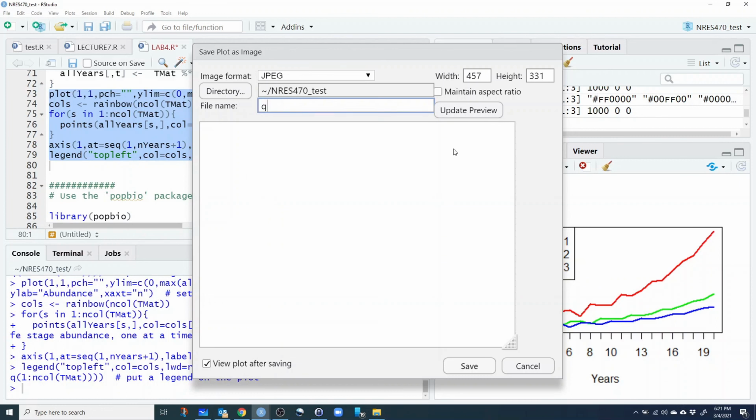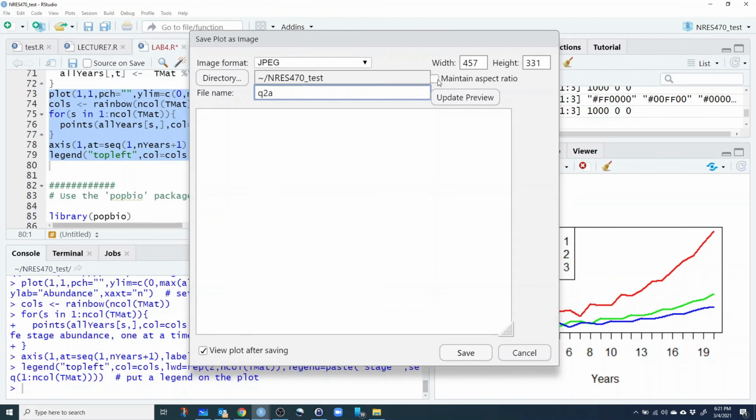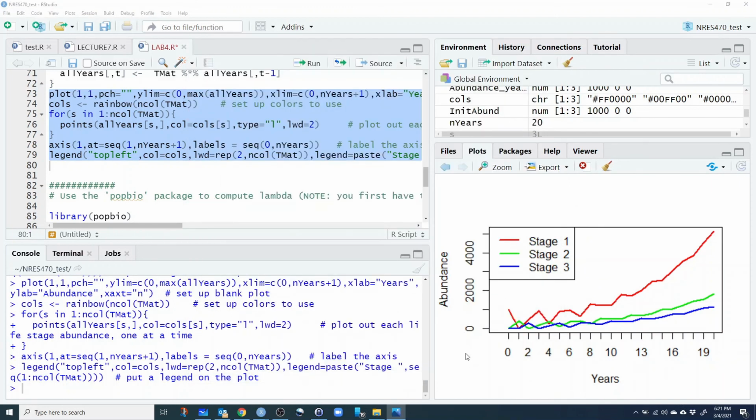question 2A. I can't remember which questions are asking you to load images, but if you wanted to do that, you can just save it into your folder, and there you go. You have it ready to go. So that is the basics of running a simulation model using a matrix approach.